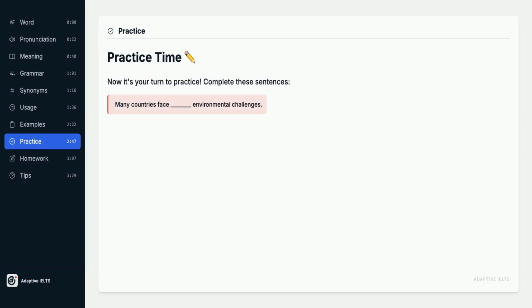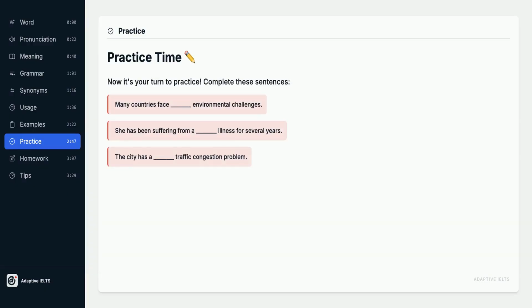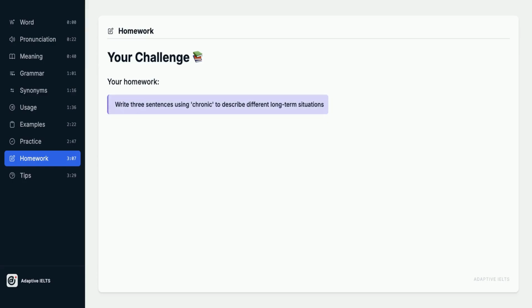Now it's your turn to practice. Complete these sentences. 1. Many countries face blank environmental challenges. 2. She has been suffering from a blank illness for several years. 3. The city has a blank traffic congestion problem. Answer: chronic.